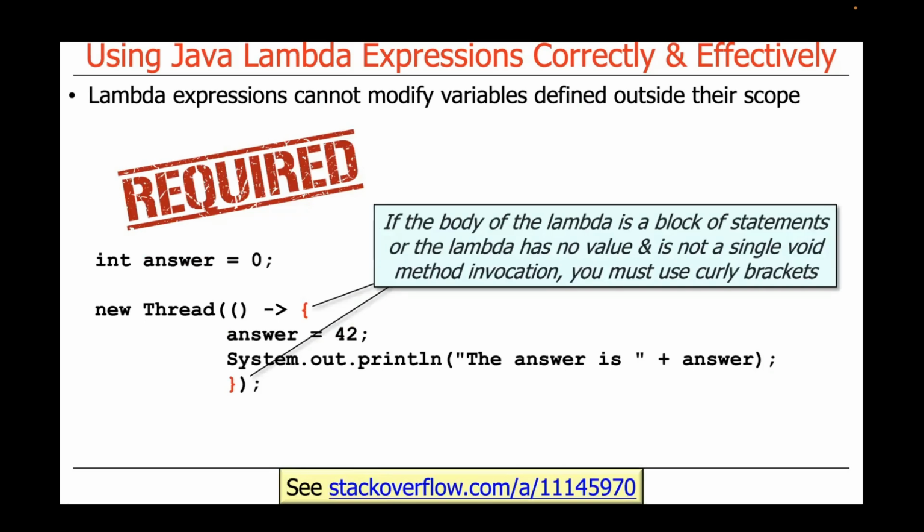Likewise, if the body of the Lambda is a block of statements, or if the Lambda has no value and is not a single void method invocation, then you have to surround the Lambda with curly braces, as I'm showing here. So you can see that in this case, we're going to surround it with curly braces, even though, of course, it's still not going to compile because we haven't solved the problem about answer being defined outside the scope. But you need to put the curly braces around that particular block.